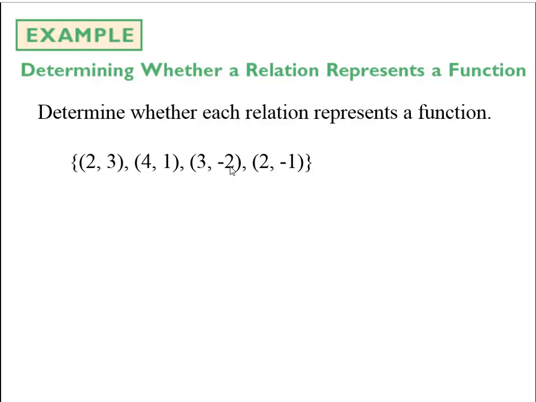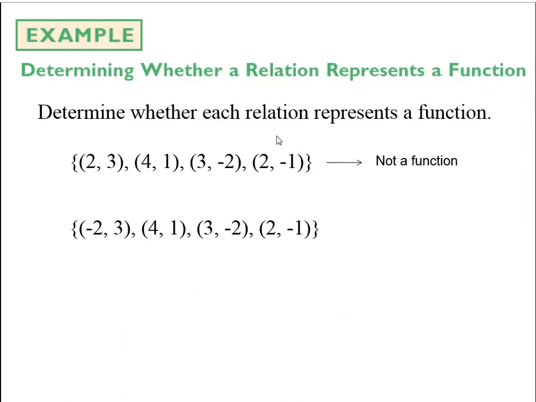And what we notice in this particular example is that x equals 2 is listed twice. So here, x equals 2 is mapping to 3, and x equals 2 is mapping to -1. Because of that, one of these elements in the domain, x equals 2, maps to 2 different elements in the range. So we're going to say that that's not a function.